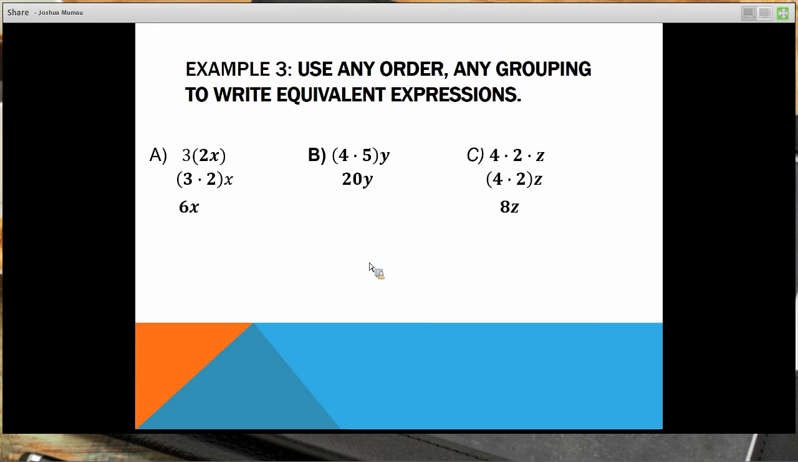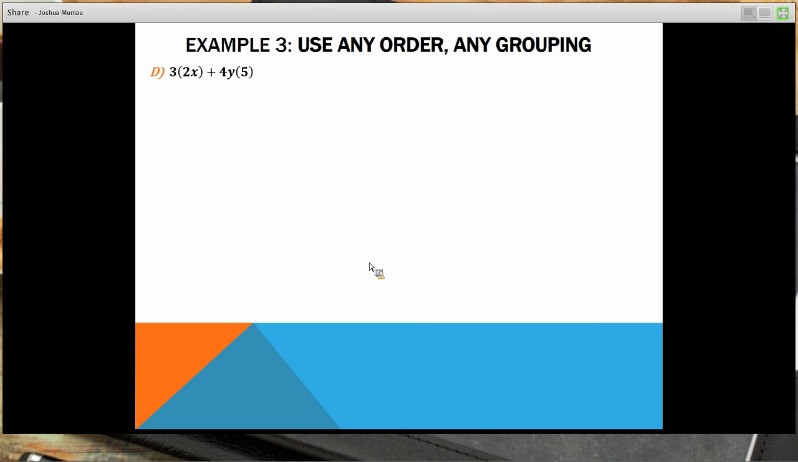Let's move on to part D. For part D, we have 3 times the quantity 2x, plus 4y times 5. Notice the 4y times 5, that's in a different order. That's okay. Because of the commutative property of multiplication, we can rearrange those. Let's take a look. So we have 3 times 2x plus 4y times 5. So 3 times 2x, that's the same as writing 2x, adding it to itself 3 times. And then 4y multiplied by 5, we can add 4y to itself 5 times.